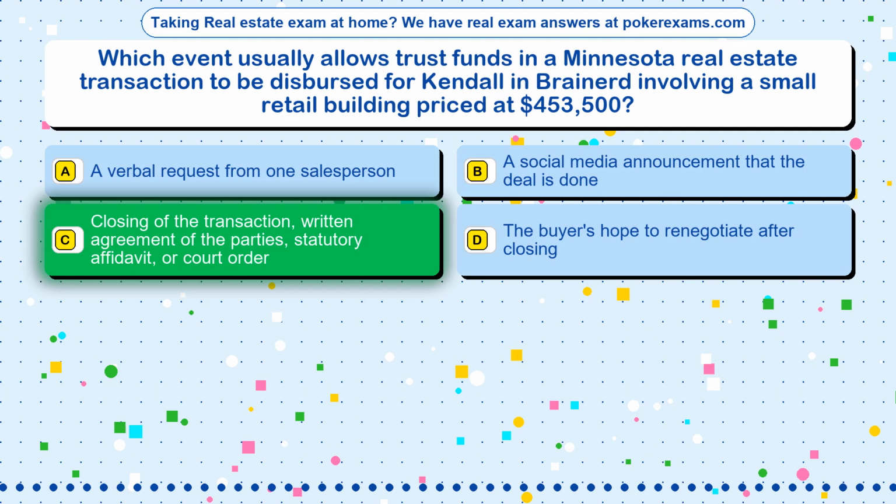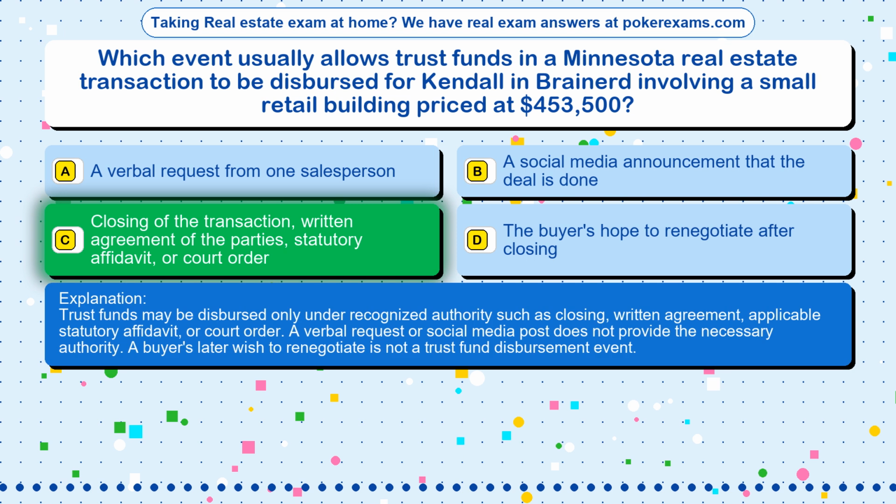The correct answer is option C. Closing of the transaction, written agreement of the parties, statutory affidavit, or court order. Trust funds may be disbursed only under recognized authority such as closing, written agreement, applicable statutory affidavit, or court order. A verbal request or social media post does not provide the necessary authority. A buyer's later wish to renegotiate is not a trust fund disbursement event.